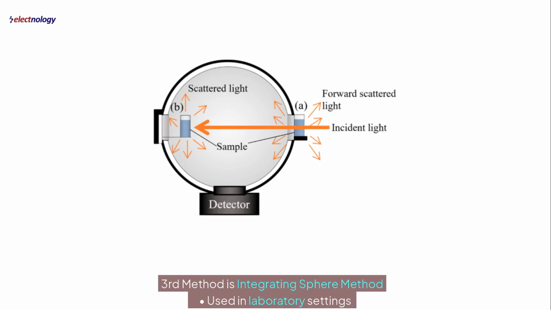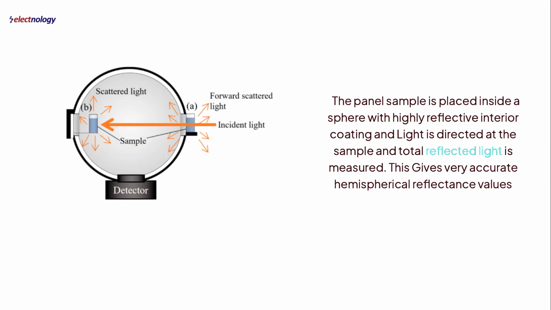The third method is the integrating sphere method, used in laboratory settings. The panel sample is placed inside a sphere with a highly reflective interior coating, light is directed at the sample, and the total reflected light is measured. This gives very accurate hemispherical reflectance values.